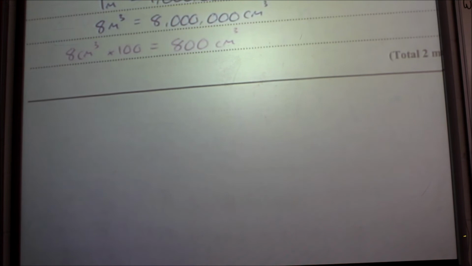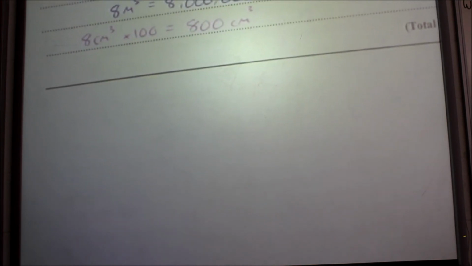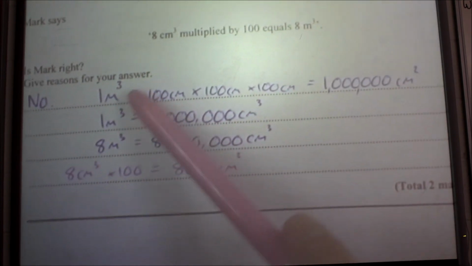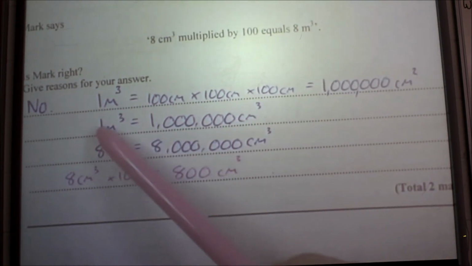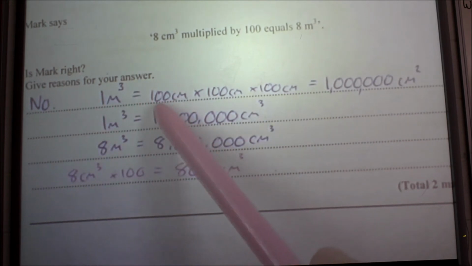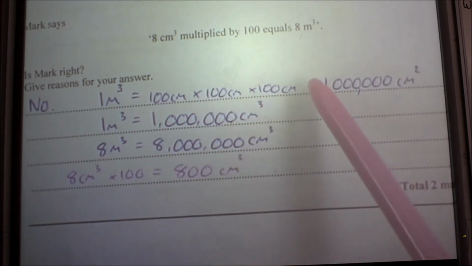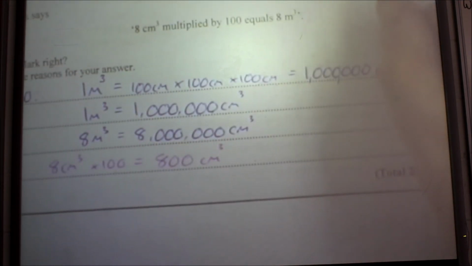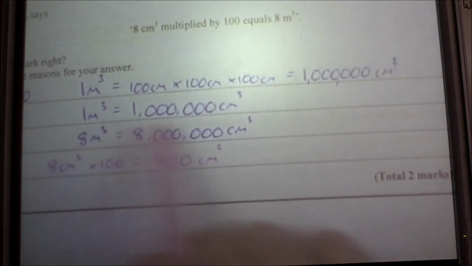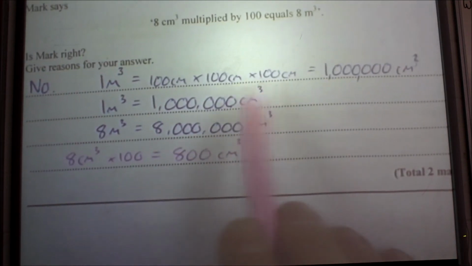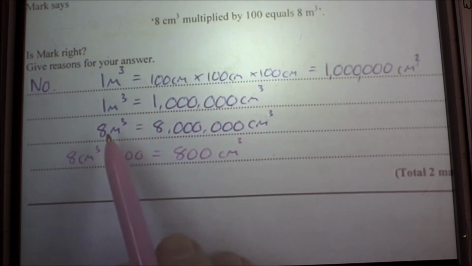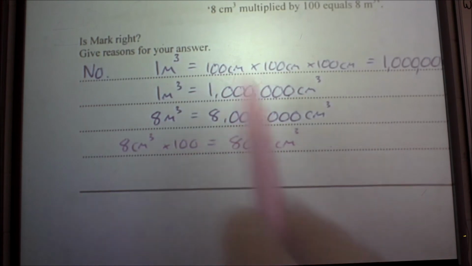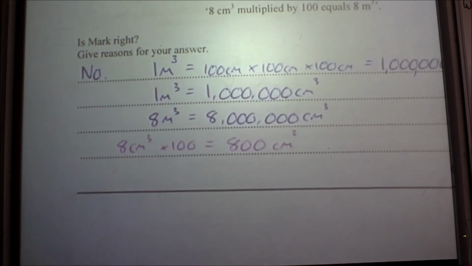Question 24. 8 centimetres cubed multiplied by 100 equals 8 metres cubed. Is marked right? No, because 1 metre cubed, imagine a metre cubed, it's actually quite big, is equal to 100 centimetres times 100 centimetres times 100 centimetres, which is 1 million centimetres cubed. Why I put squared there, I don't know, that should be cubed. So 1 metre cubed is a million centimetres cubed. So 8 metres cubed will be 8 million centimetres cubed, and 8 times 100 is 800. So he's very, very wrong.